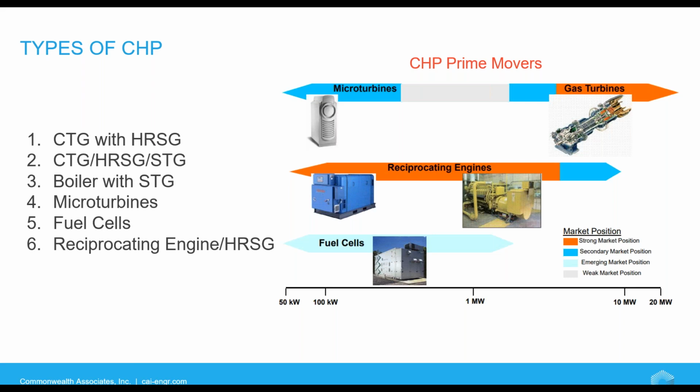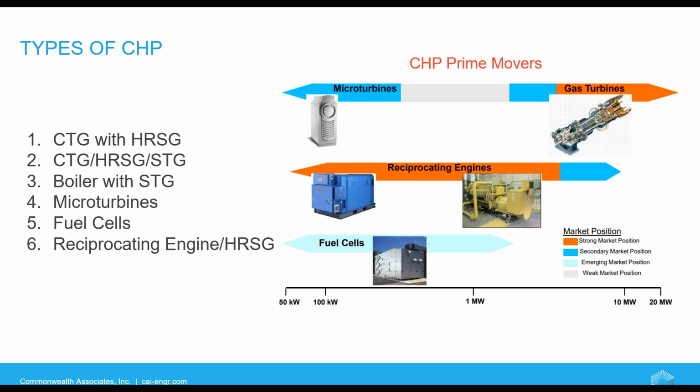Number two is the CTG HRSG combination, as I just explained, but then you're adding a steam turbine generator on the back end. Very similar. The steam turbine would actually extract energy from the pressurized steam from the HRSG to create more power. So you would have the CTG and the STG working to both produce power for your process.